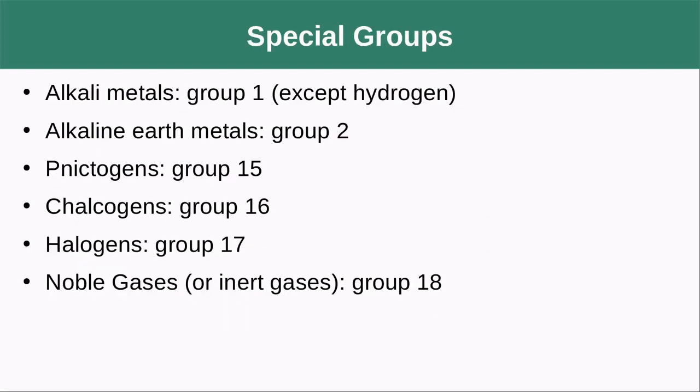We have some additional names for some of the groups. The first group, for instance, excluding hydrogen, are called the alkali metals. Group 2 are called the alkaline earth metals. Group 15 are the pnictogens. Group 16 are the chalcogens. Group 17 are the halogens. And group 18 are what we call the noble or inert gases.